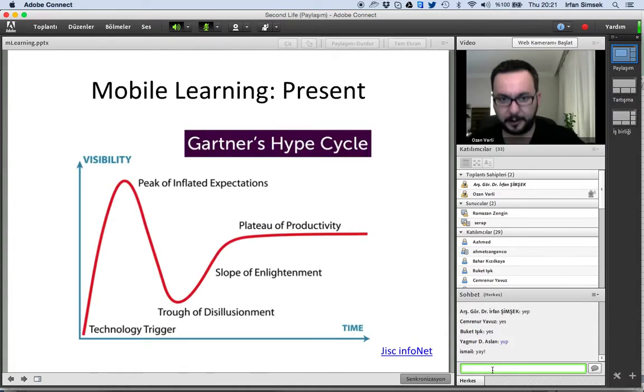I'm sure you're familiar with Gartner's hype cycle. If not, I'm going to quickly summarize what it is. Gartner's hype cycle is a really popular chart or trend, an explanation of how technology adoption takes place in society. For example, when a new technology emerges, there is this crazy demand for this technology, right?